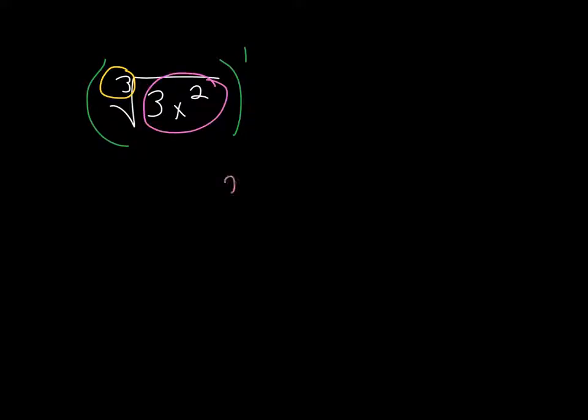Now, because it's more than one base, it's not just a 3 or just an x, we need to group it together with parentheses. That is very important because only one letter or one number is the base unless you have it grouped together. So that parentheses is absolutely necessary. Then we have our exponent of 1, which is the numerator. We have an index of 3, which is the denominator. So that could be rewritten as 3x squared to the 1/3.